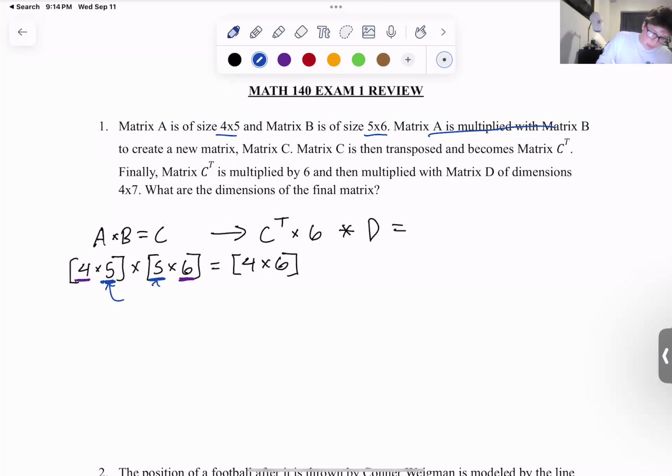I'll mark that right here. Make sure they match. And then these two outside numbers are your new dimensions.